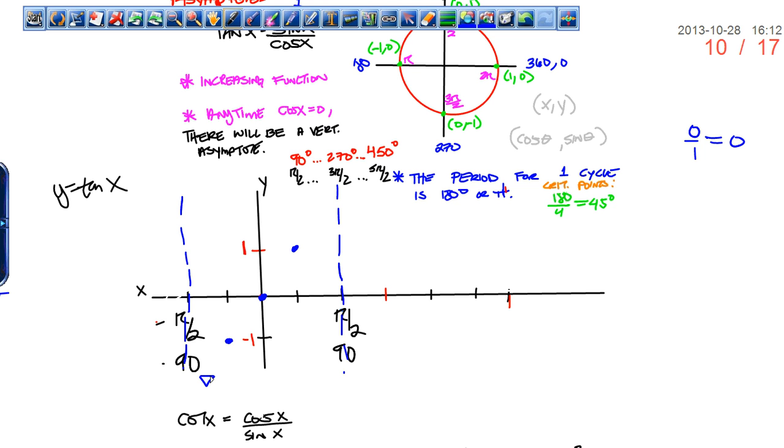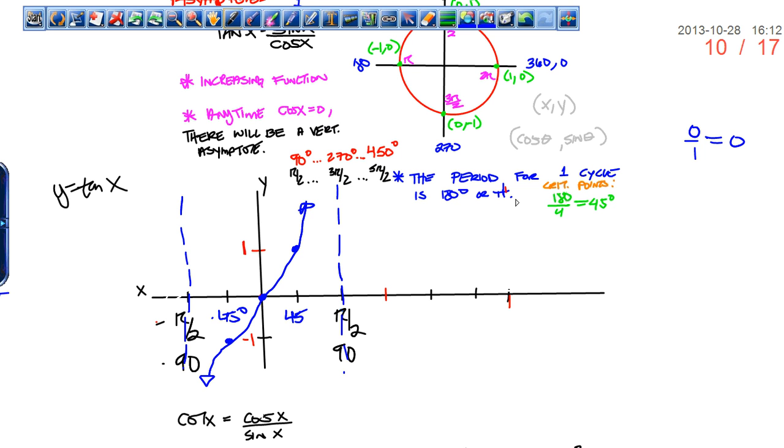I have 0 over 1 for tangent, sine over cosine, 0 over 1, so that's 0. So my ordered pair is here, here, and here. Like I said, it's always increasing, so it's going to kind of look like the cubic function. Boom, done. The last thing is, if I want to figure out how much I'm going up by each time, I'm going to divide by 4, so this would be 45 degrees, and this is negative 45 degrees, or negative pi over 4 and pi over 4.